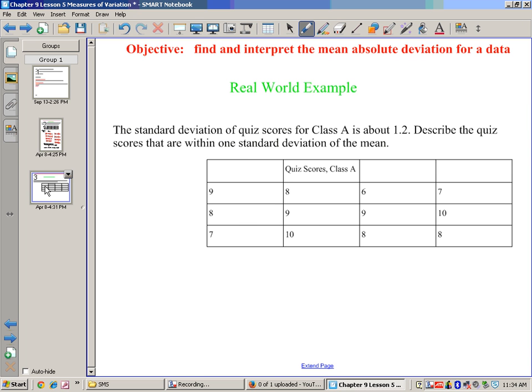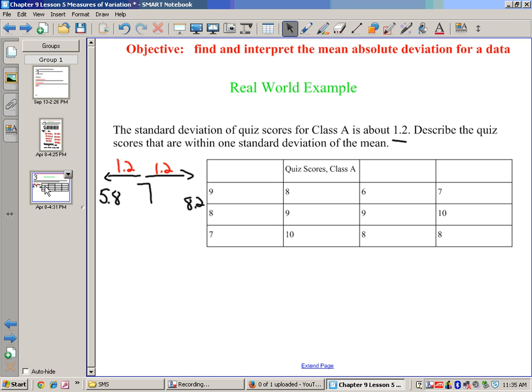So let's just say on this test the mean was 7. One standard deviation is the 1.2. So one standard deviation below it will be 5.8. And going the other way would be 8.2. So if you scored anywhere between a 5.8 and an 8.2, you're one standard deviation away from the mean of the class. That's what standard deviation means. You're 1.2 either way from the class.